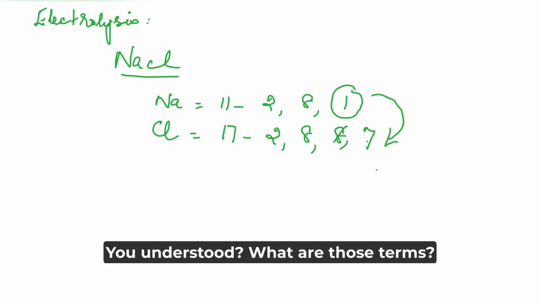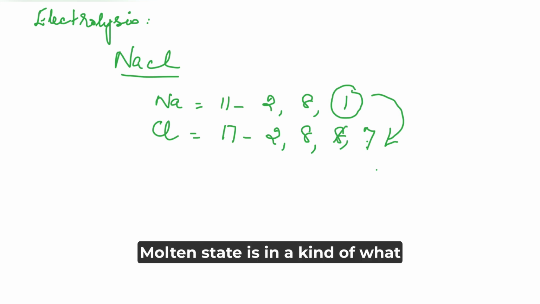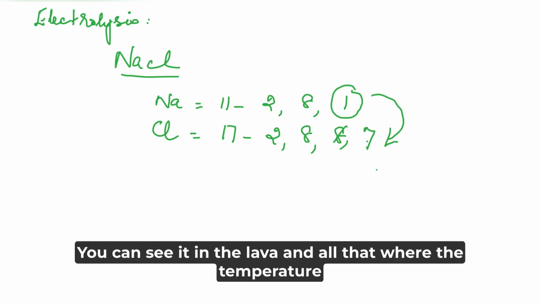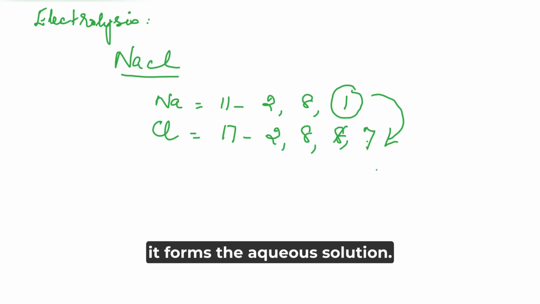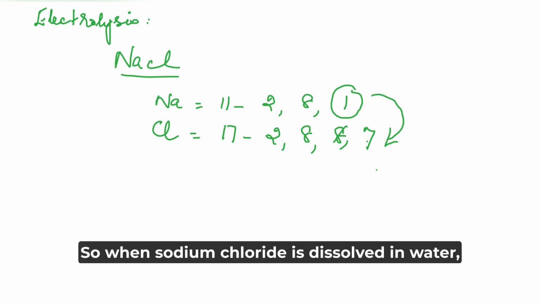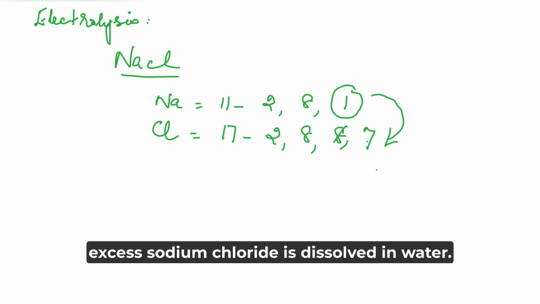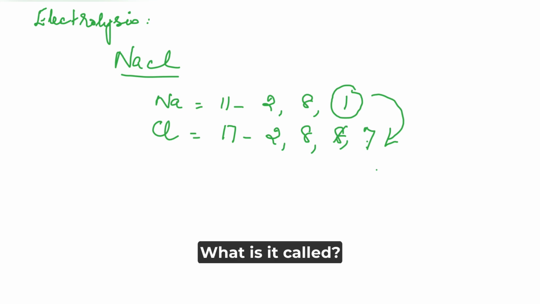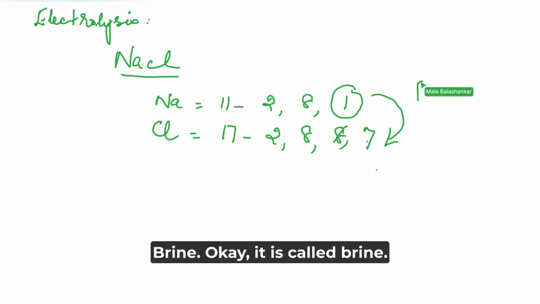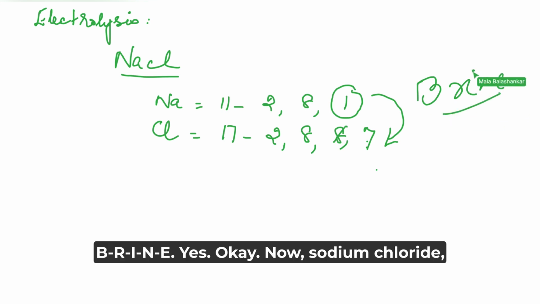Now I used two words, molten and aqueous. You understood what those terms are. Molten state, what kind of state is it? You can see it in lava, where the temperature is very high. Aqueous means when it is dissolved in water, it forms an aqueous solution. When excess sodium chloride is dissolved in water, what is the name of that solution? It is called brine, B-R-I-N-E.